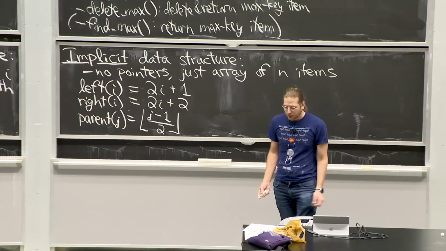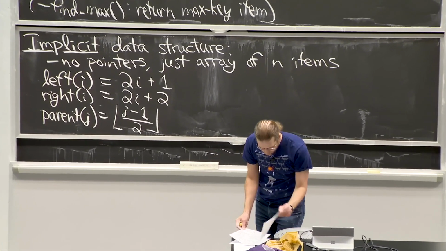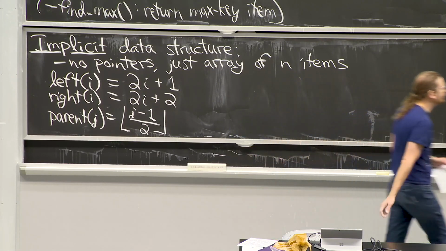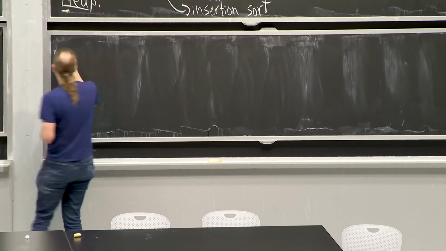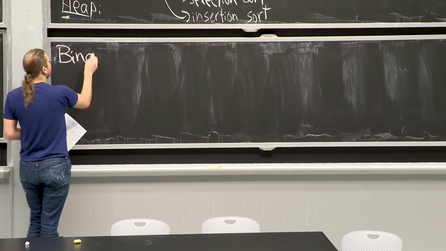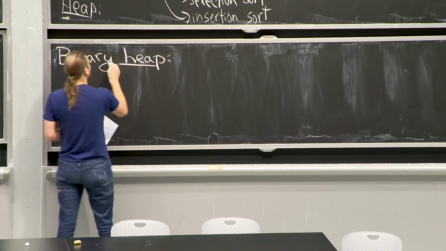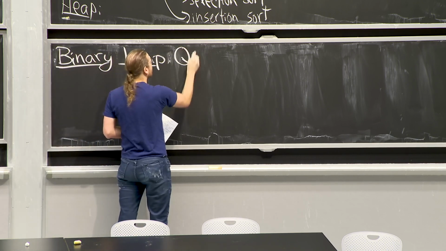Cool. So this is basically a heap. I just need to add one more property, naturally called the heap property. So there are multiple types of heaps. This type of heap is called a binary heap. We will talk about others in future lectures. I'm going to call it Q.